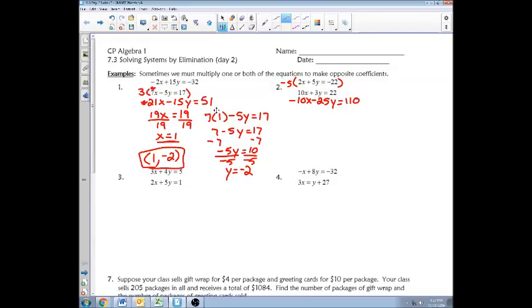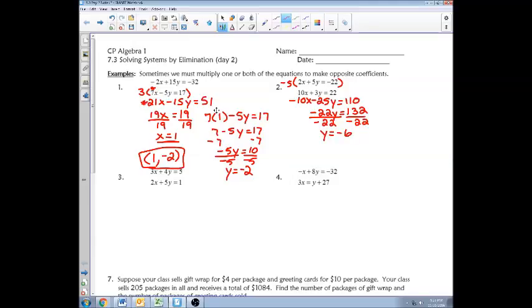Positive 10 minus 10 would be 0. Positive 3 minus 25y would get me negative 22y. 22 plus 110 would get me 132. Now if I divide by negative 22, I end up with y equals negative 6.